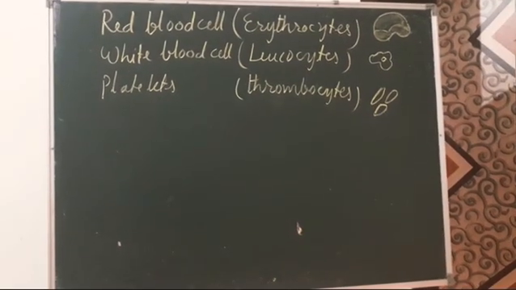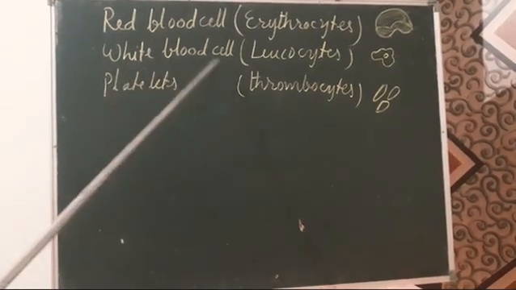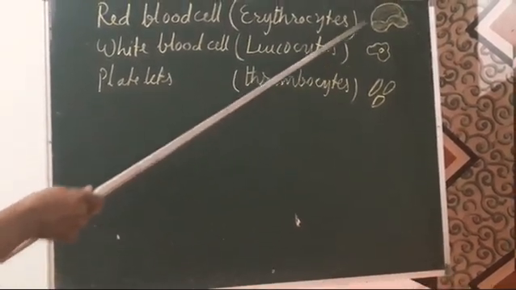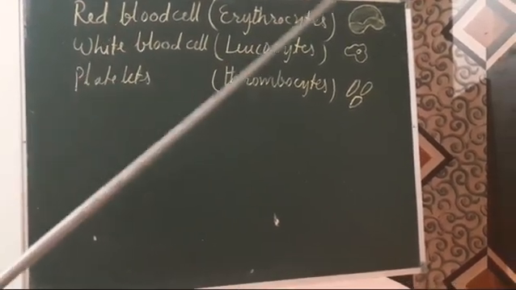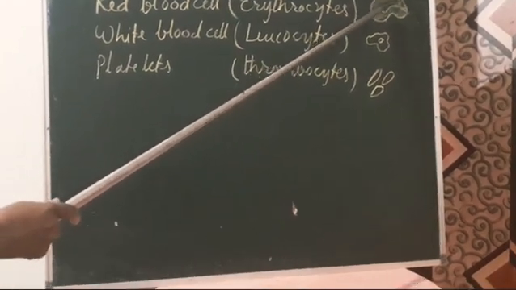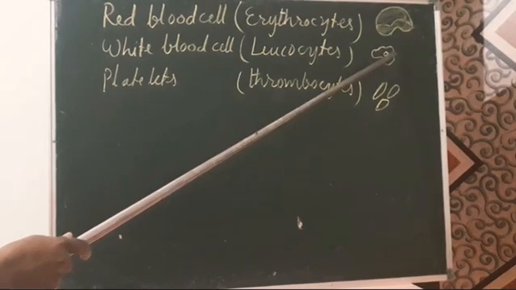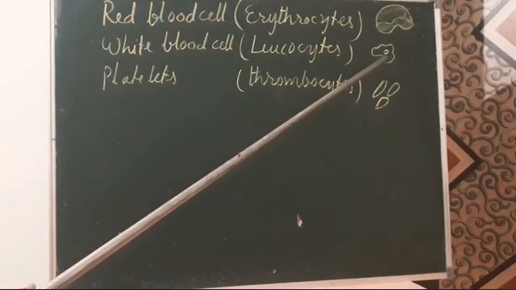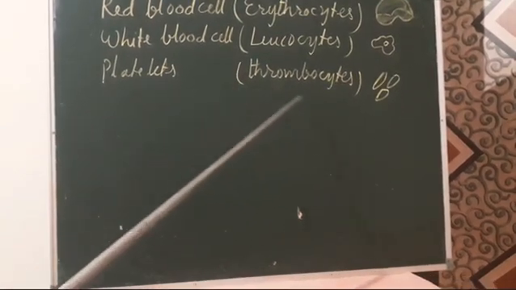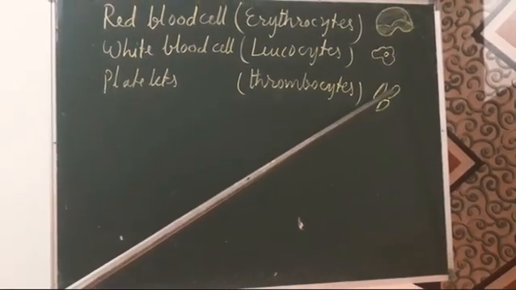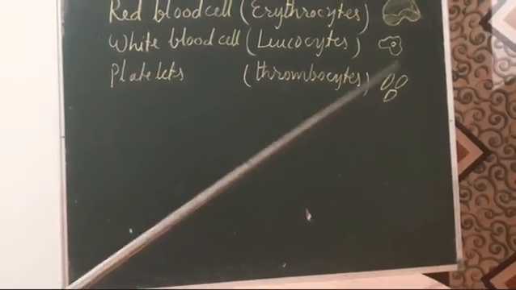So three types of blood cells are here: red blood cells, erythrocytes; white blood cells, leukocytes; and in the diagram also platelets, thrombocytes. Here you can see the red blood cell without nucleus. White blood cells have a nucleus and are irregular in shape, and that's why they have amoeboid movement. And platelets or thrombocytes also do not contain a nucleus.